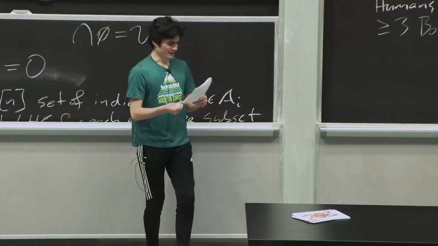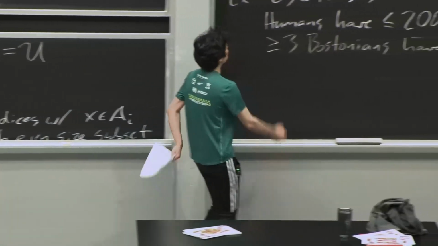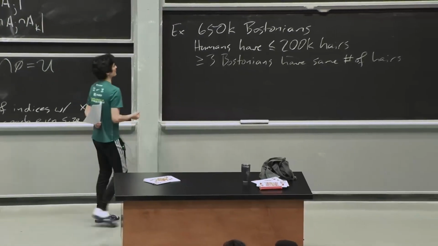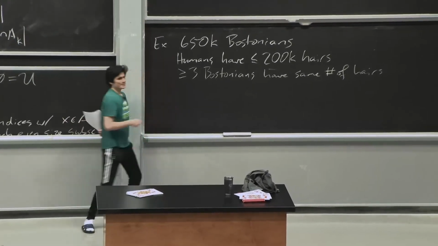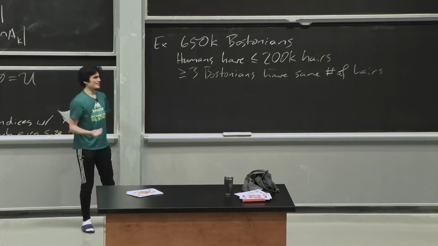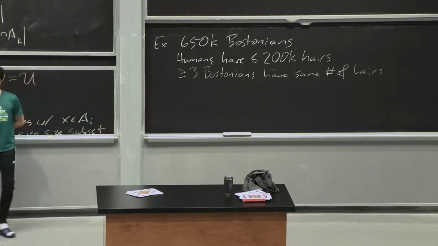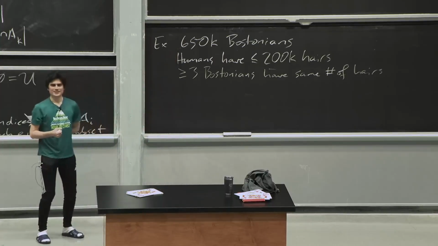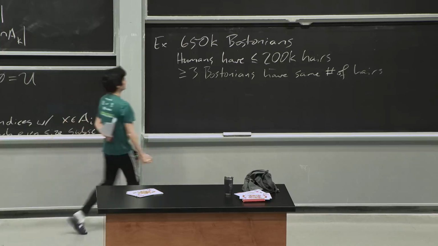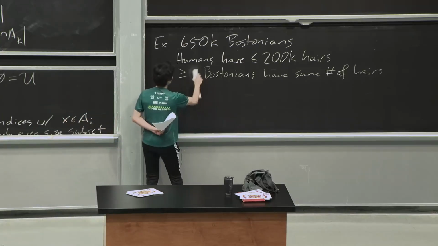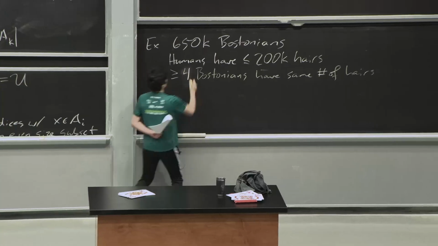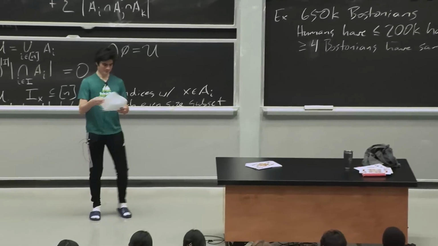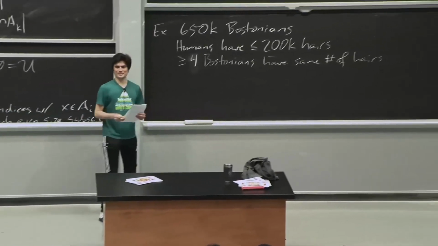But your colleague also brings up another good point. Because this 650,000 is so much larger than the 200,000, we can actually say something stronger, right? Like, all we need is 200,000 plus 1, right? That'll give us a collision of 2 Bostonians, right? We've actually got more than 3 times that number, right? So there are more than 3 Bostonians who have the same number of hairs. So in fact, we can conclude that there are at least 4 Bostonians who all have the same number of hairs. Okay? Does that make sense to everybody? Yeah.